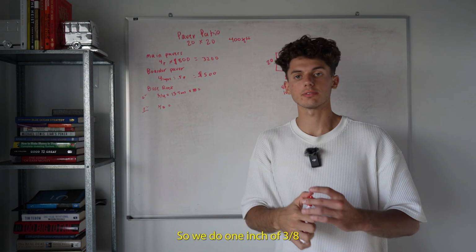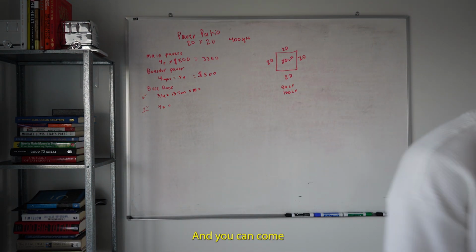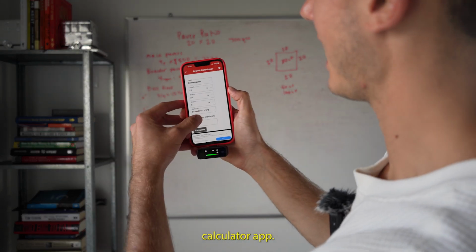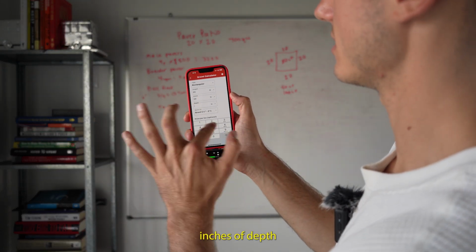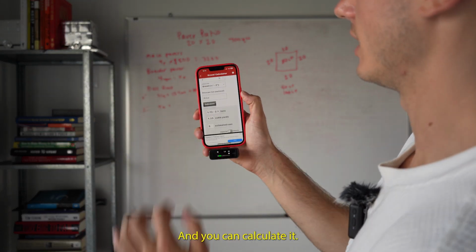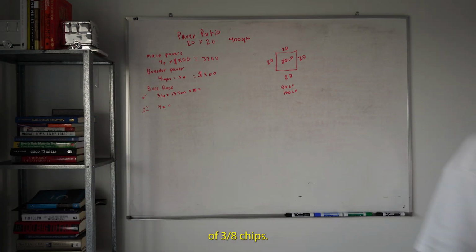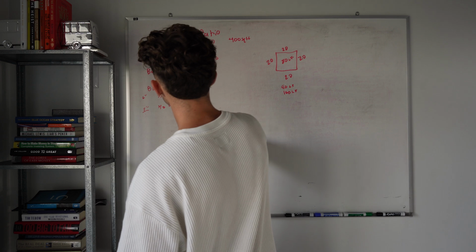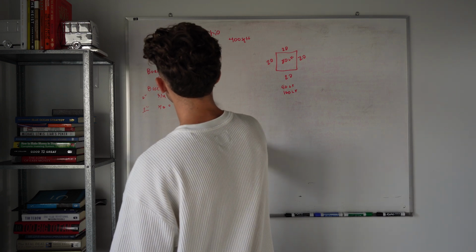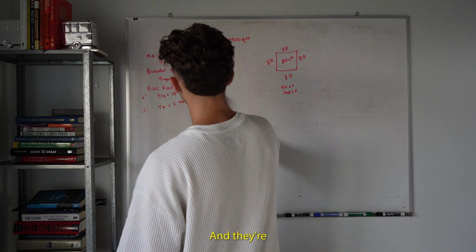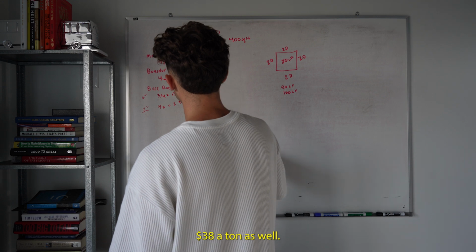So we do 1 inch of 3/8 chips as our bedding layer, and you can come to the gravel calculator app. You can go from 6 inches of depth to just 1 inch of depth, and you can calculate it. We need 2 tons. So 2 tons of 3/8 chips. And they're $38 a ton as well.